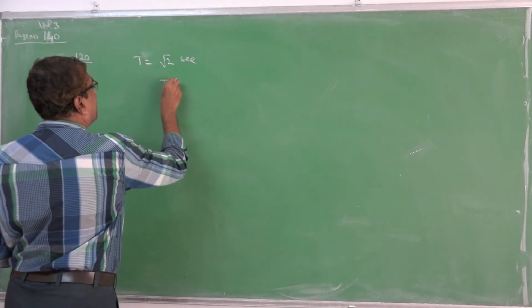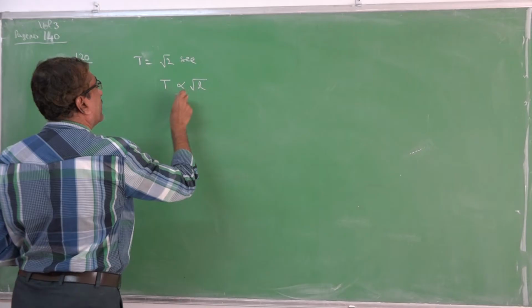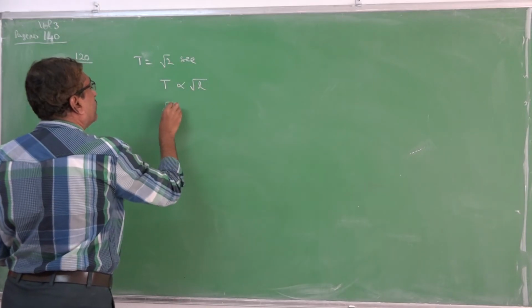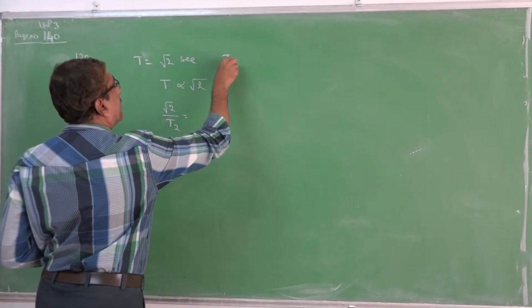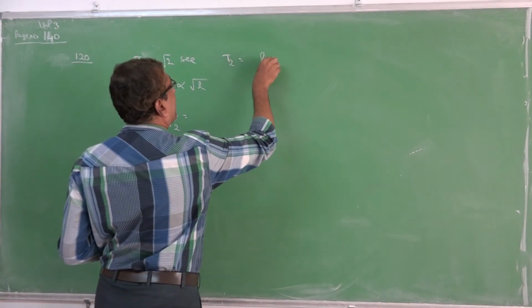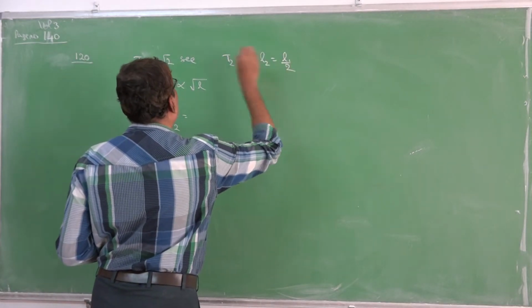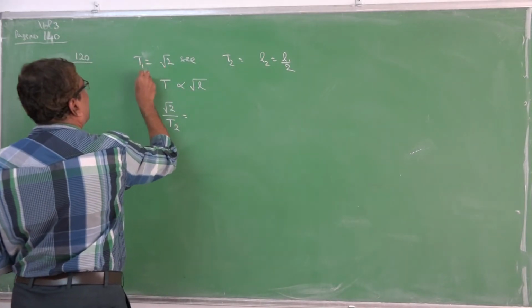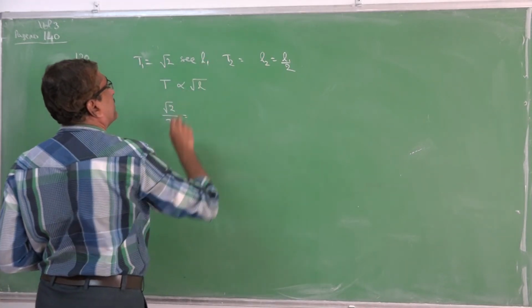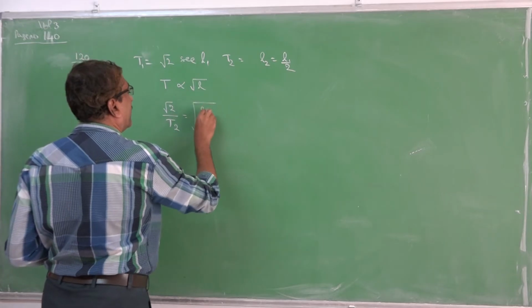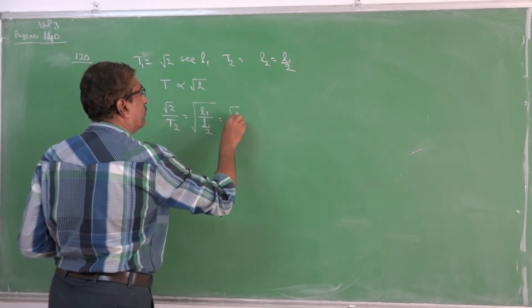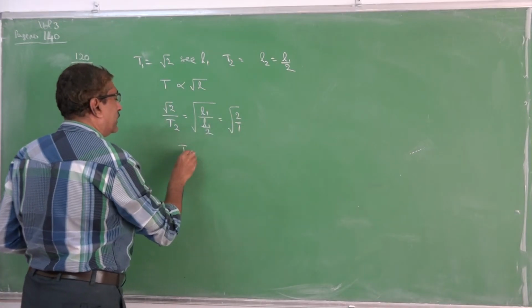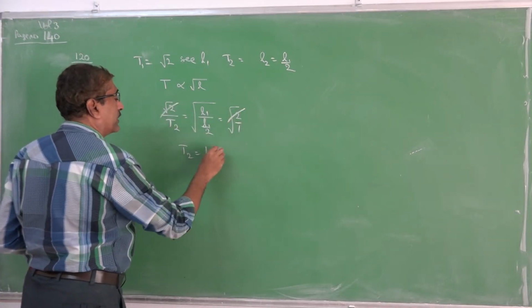So we know T is proportional to root L. So here it is given root 2 by T2. We have to calculate T2 if L2 is L1 by 2. So T1 is root 2 when the length is L1. So square root of L1 by L1 by 2, that is again root 2 by 1. So T2 is equal to 1 second.